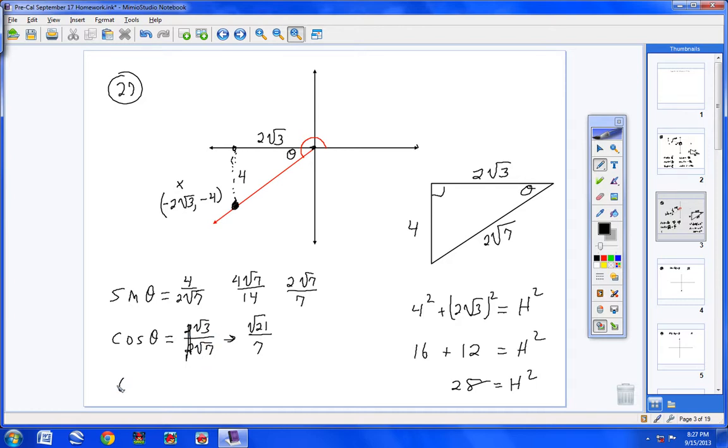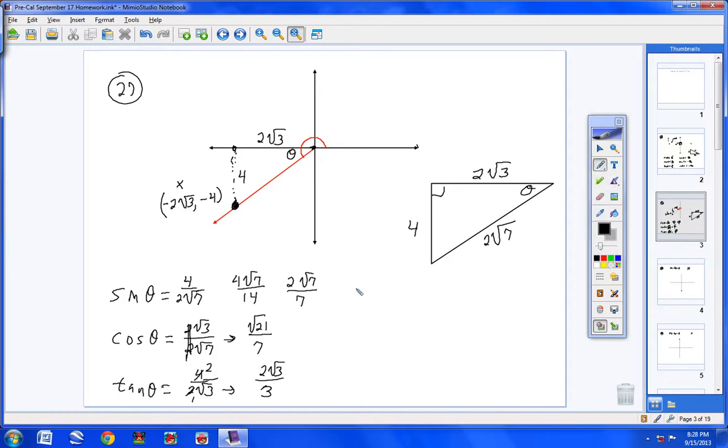Now moving on to tangent. Tangent of theta is opposite over adjacent, so 4 over 2 square root of 3. I'm going to go ahead and quickly reduce the 2 and the 4. The 2 becomes a 1, and this becomes a 2. Multiply the top and the bottom by the square root of 3, and you would get 2 square root of 3 over 3. So there we go, moving right along.